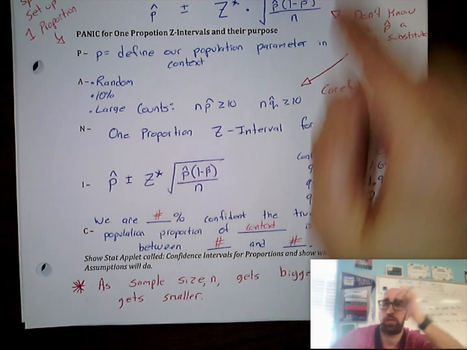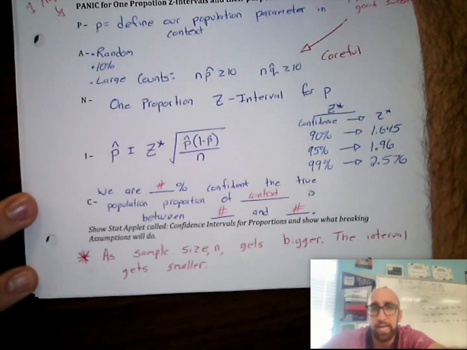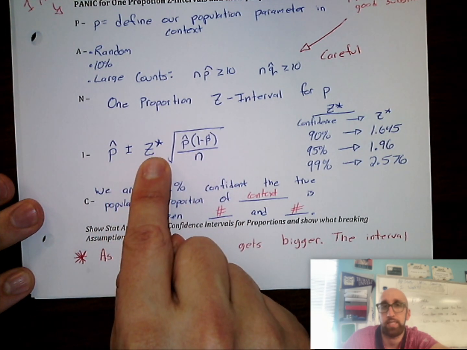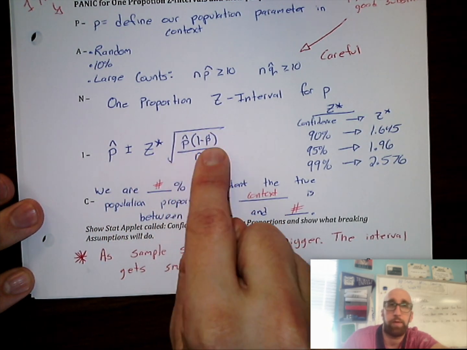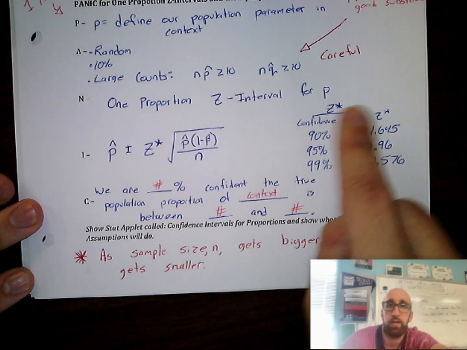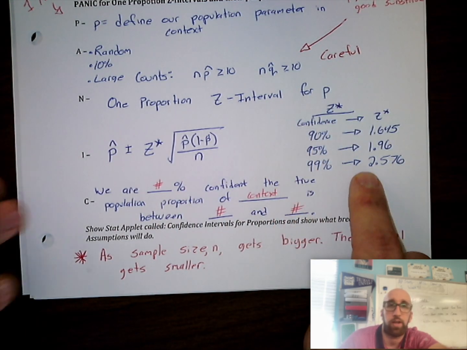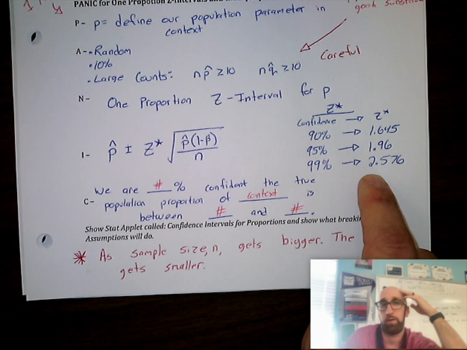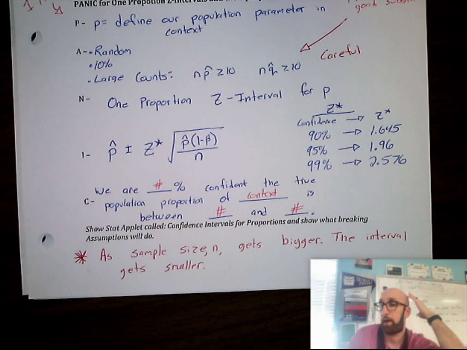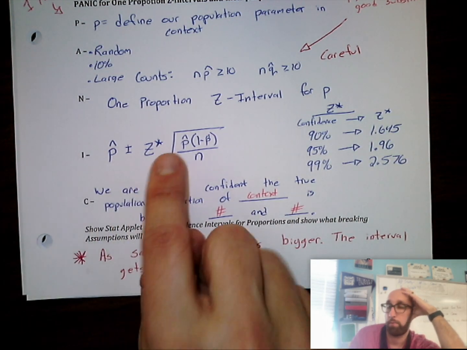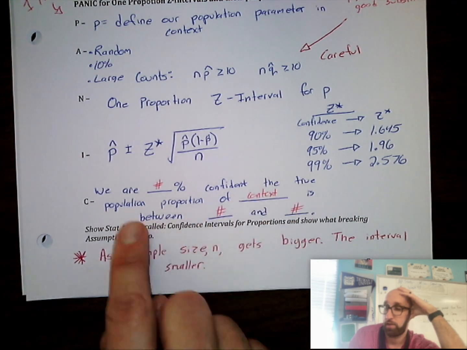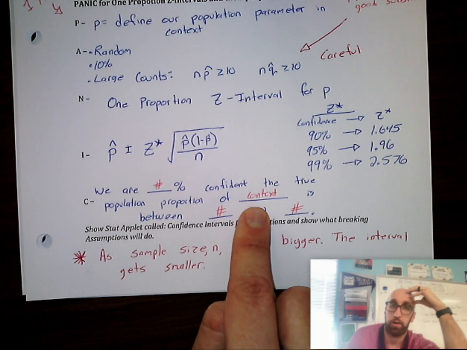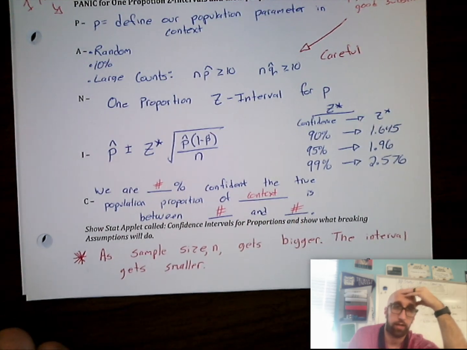The name of this is a 1 proportion z interval for p. This is our formula: p hat plus or minus z star times the square root of p hat times 1 minus p hat over n. Z star are these values here. When I'm in class, I'll explain what's going on there. I don't want this video too horribly long. And then finally, wrap it up with context. We are blank % confident that the true population proportion of Pattonville High School students that are planning to go to prom is between blank and blank.